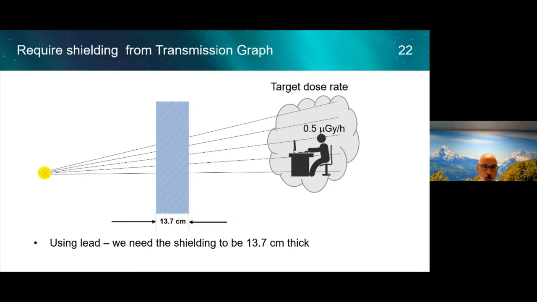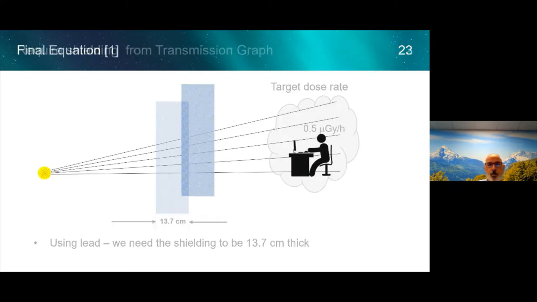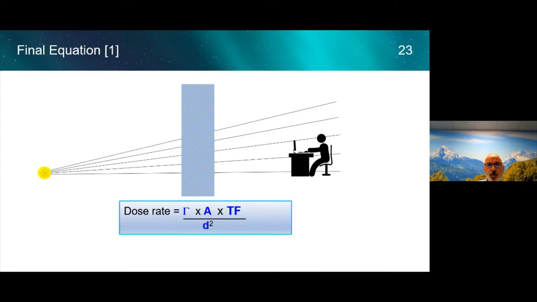So that would hopefully reduce the dose rate to a level that this person sat at the desk was quite happy with. So the final equation is modified by the addition of the transmission factor. So that will take account of the inverse square law decay, the activity of the source, and the transmission factor required by your shield.